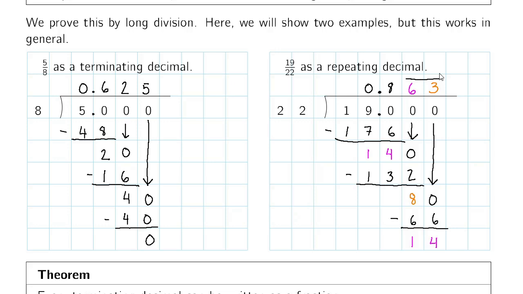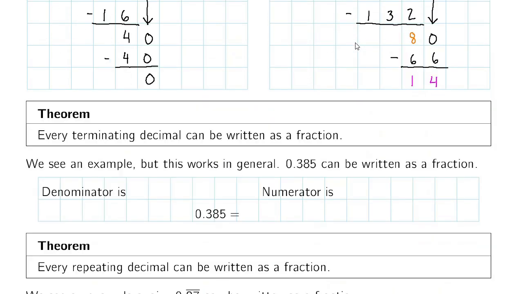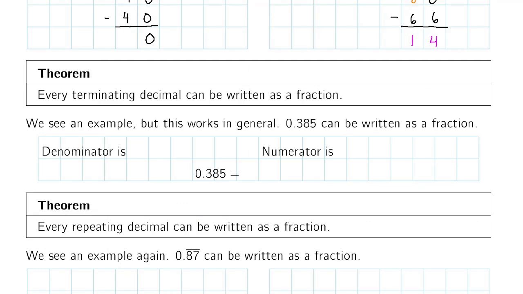What about the other way around? How do we know that we can write any terminating decimal as a fraction? Well, we know that because we have a method to figure out what the fraction is. The denominator is always a 1 followed by however many digits there are after the decimal point. So 3 digits after the decimal point means I'm going to have a 1 followed by 3 zeros.